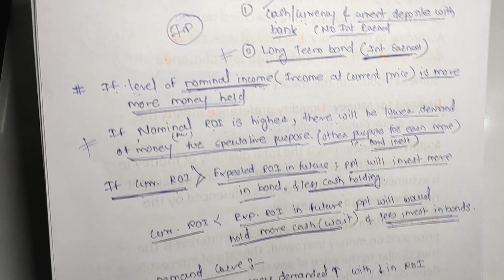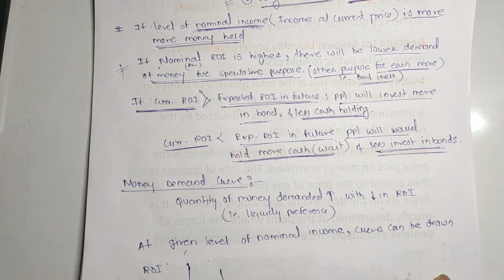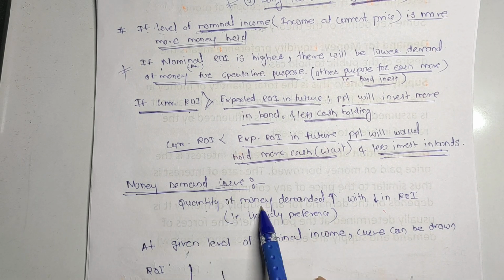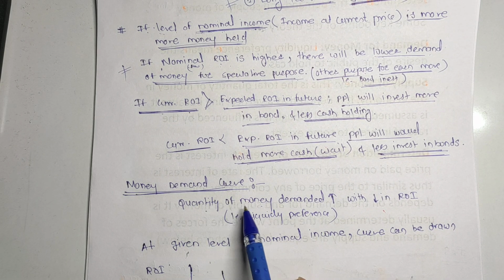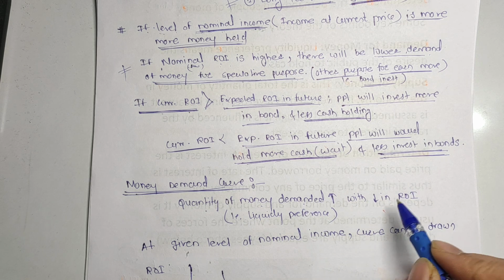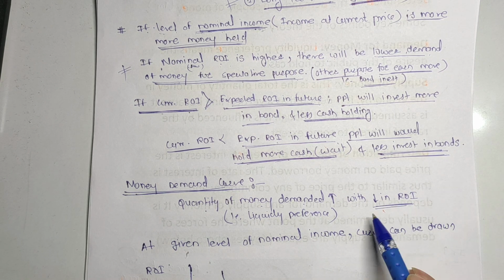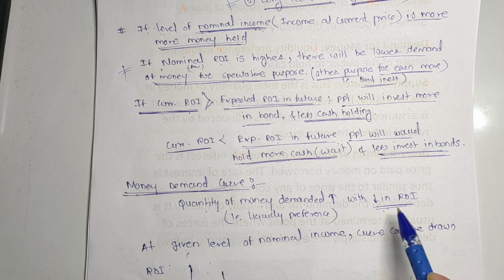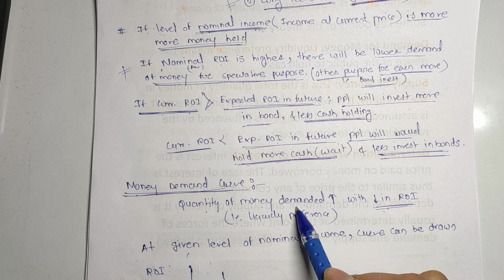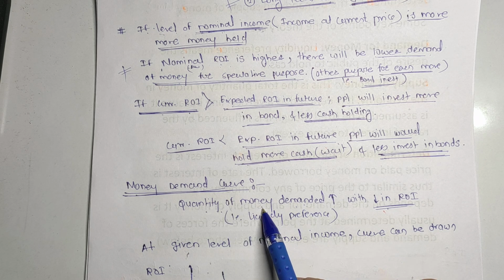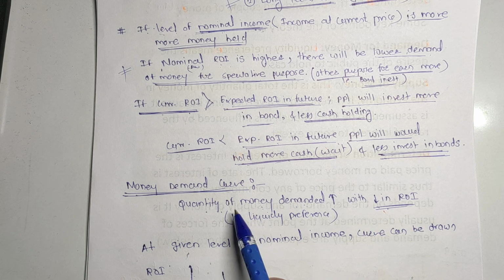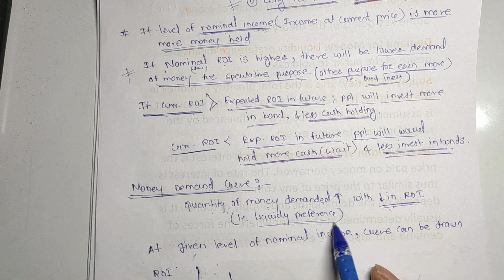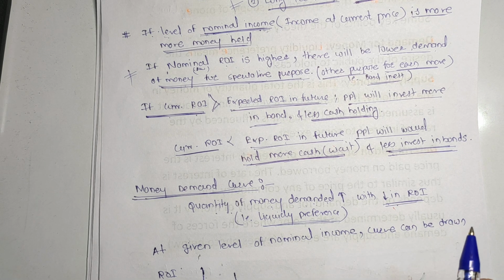Now, what is the money demand curve that we have to see? Quantity of money demanded, that is money demand, will increase if the rate of interest is low, right? Suppose it is a 2% rate of interest in the banks, then everybody will run to the bank to demand a loan. If the rate of interest is less, the quantity of money demanded will be more. That is nothing but the liquidity preference.